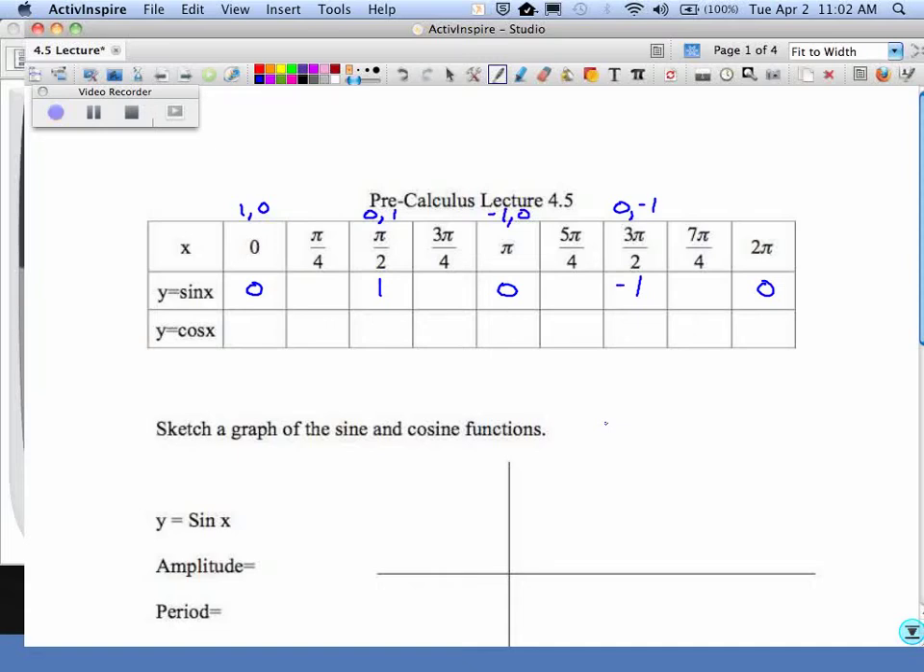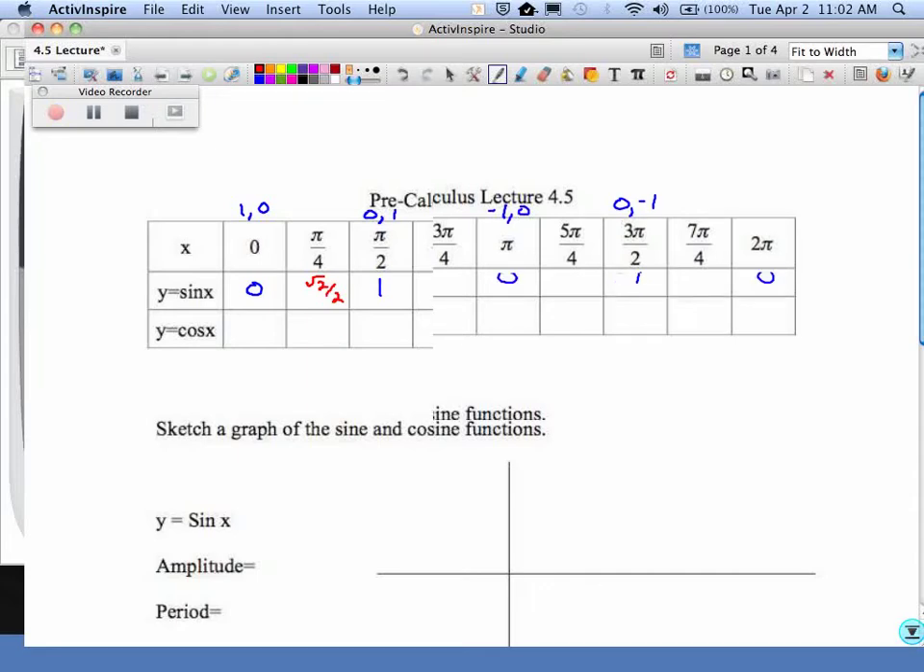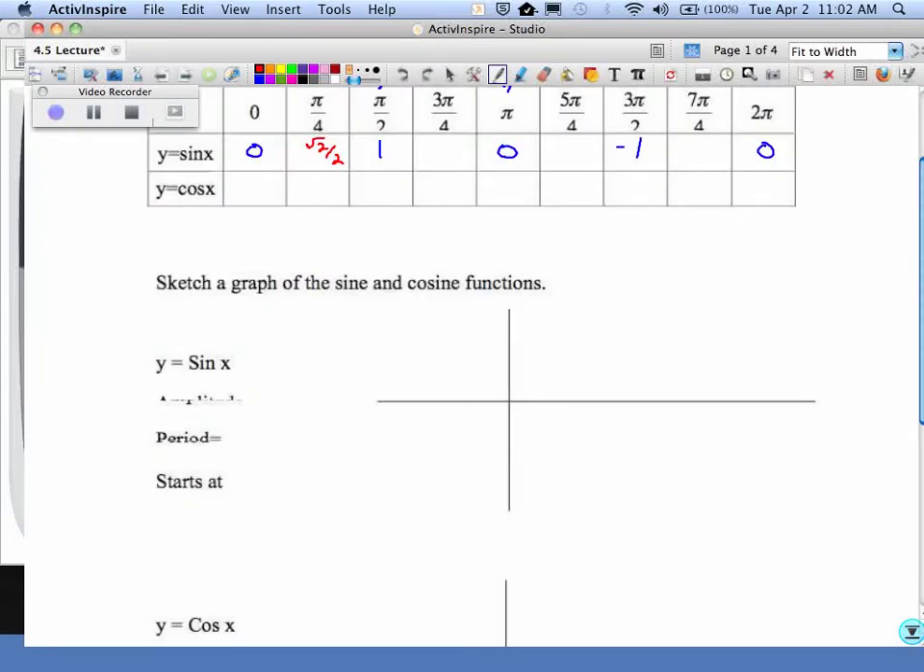Now in between, you don't have to fill them in, but it's like that pi over 4. Remember the ordered pair is exactly the same, root 2 over 2, comma root 2 over 2. So you can fill them in between, but the blue numbers are really what I'm going to concentrate on, so I'm just going to move down. And we're going to talk about the graph.